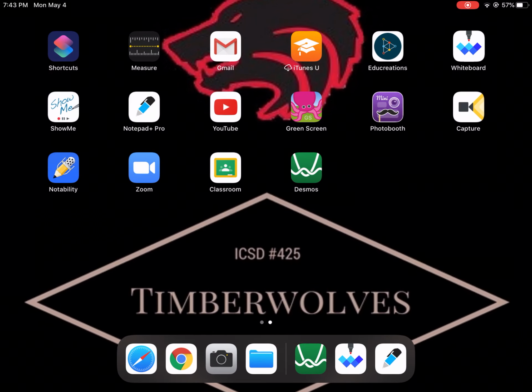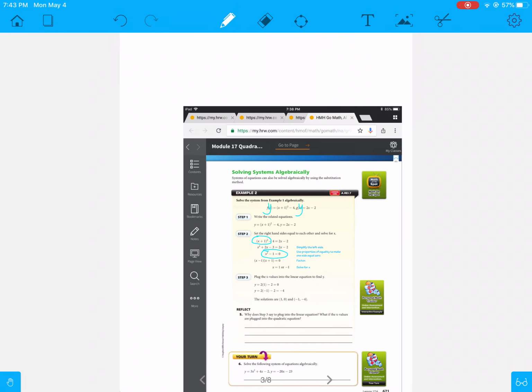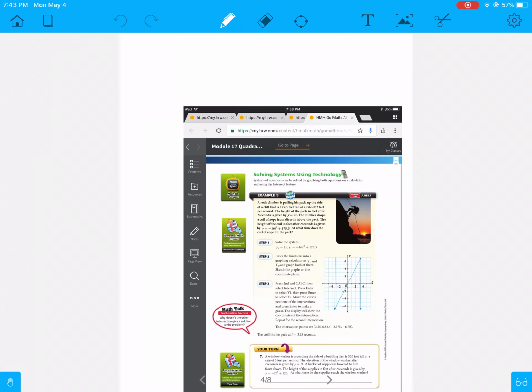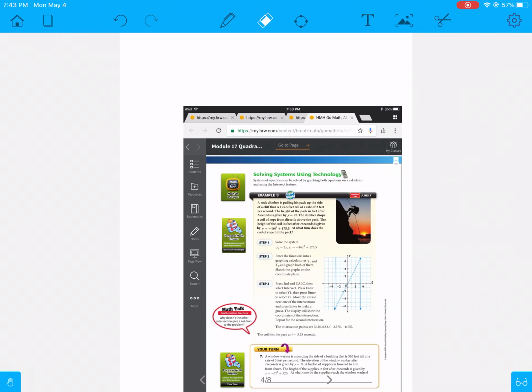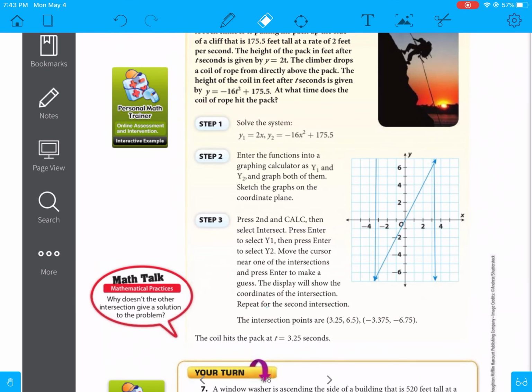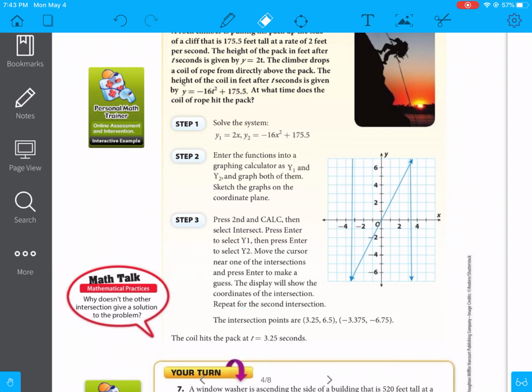All right, so we're going to go back to the next part where it just says solving using technology. This is the way that I prefer to do this. All right, so basically you have your two equations, and they're right here. So solve the system. You're going to have y1 equals 2x.